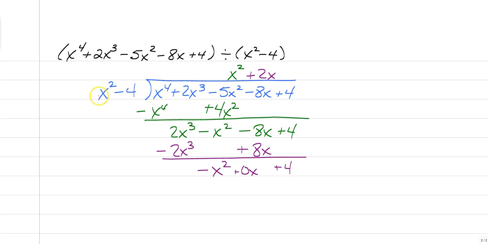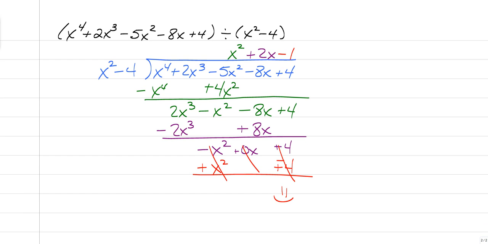And then x squared to a negative x squared, we need a negative 1. Negative 1 times x squared is negative x squared. Negative 1 times a negative 4 is a positive 4. Change the signs. So that becomes a positive and that becomes a negative. And those cancel. That's already gone, just a placeholder. And those cancel. So you have no remainder. So again, remember, no remainder means x squared minus 4 is a factor.